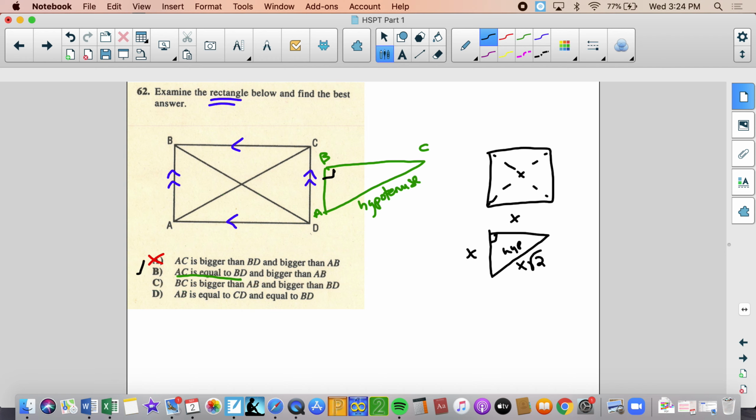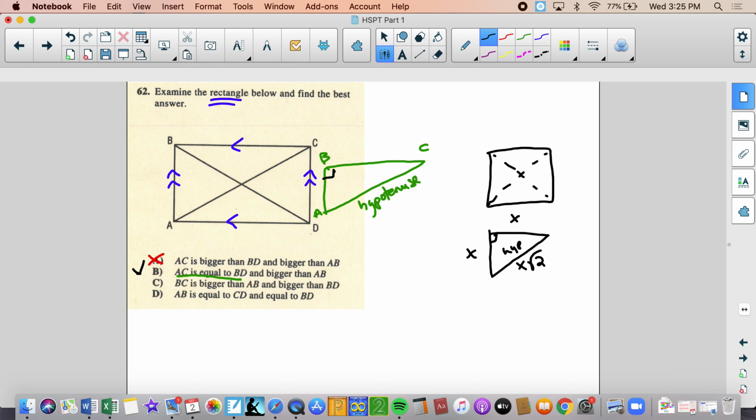So that looks good. I would assume that the answer is going to be B, but I'm always going to check the other two solutions just to make sure. If I come up with two, then I have to look and see, did I misinterpret something? So let's look at C. BC is bigger than AB. Well, we don't know that. BC is bigger than AB and bigger than BD. So I'm not able to judge that. I don't know. It didn't give me any information.